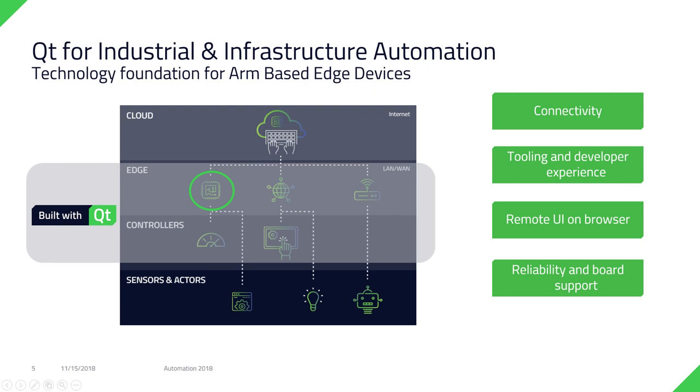Also, what we are looking into is providing you more reliability and board support. We know that in the automation industry, long-term support is really important for all software applications. Another item we are looking into is providing you more features for advanced UI, like 3D, for example. So now I'm going through specific items that I want to mention about the connectivity aspect.